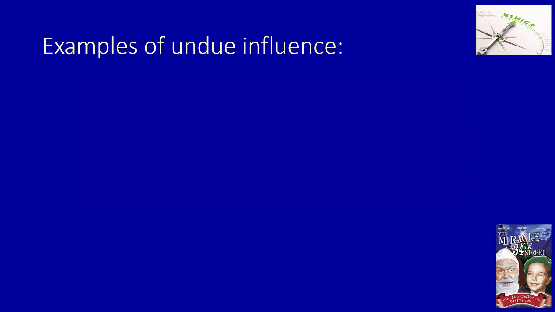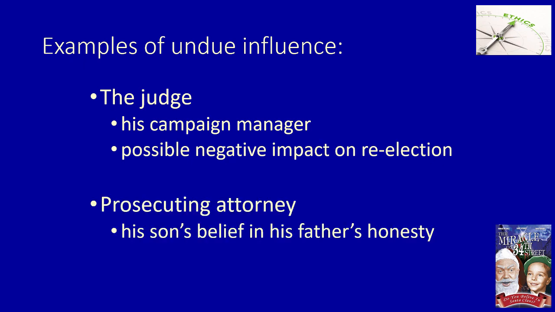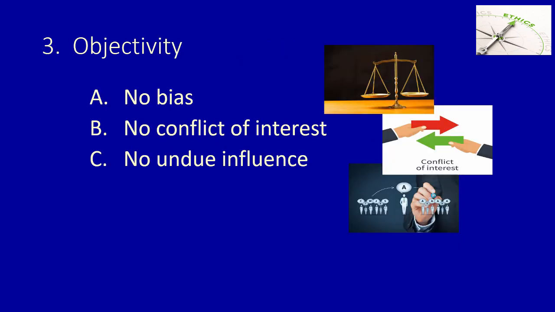It was really clear that the judge was under undue influence, pressure from an external party on the decisions of another. But you could also see that the prosecutor was under undue influence by the wishes of his son. If external pressures exist, it becomes difficult or even impossible to continue to be objective. It is for that reason that objectivity requires all three of the following: free of bias, free of conflict of interest, and free of undue influence by others.